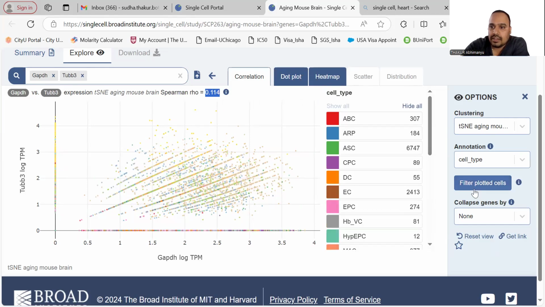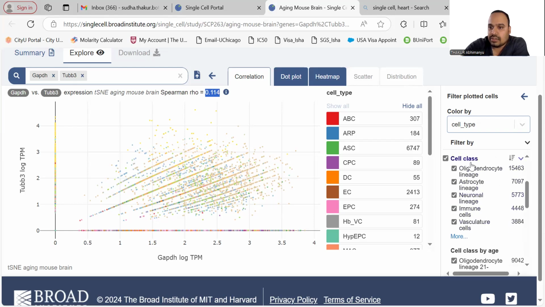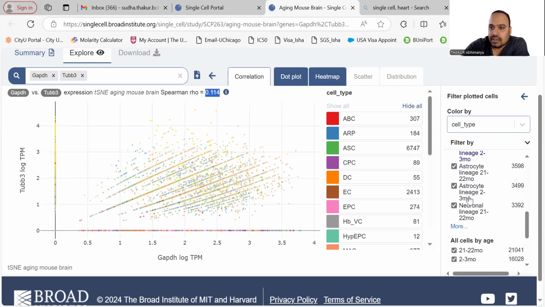You can even filter. For example, if you only want to see certain cell types, such as neurons, you can omit all of these. Or if you want to see only oligodendroglia cells, or depending on the age, like 21 to 22 months, or even 2 to 3 months, you can filter out those cells. Or depending on the cell class, you can filter out those cells which you don't want here.